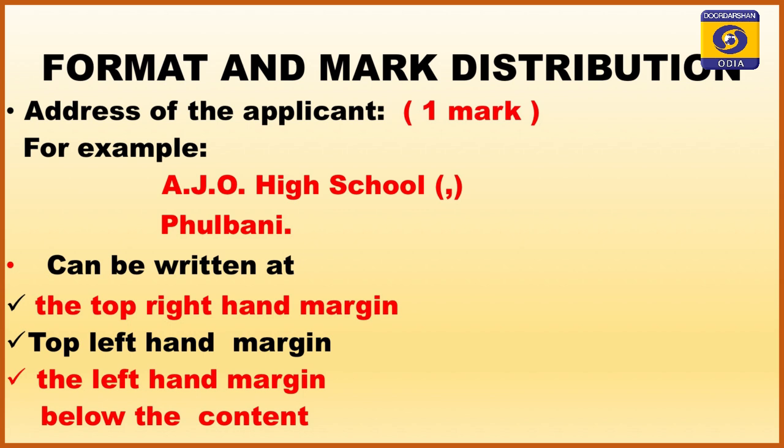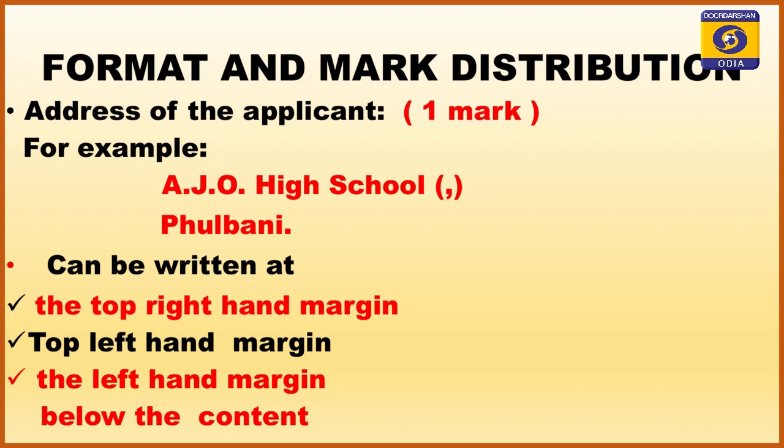The next item in our format is the address of the applicant, that is one of the most important parts, and it carries 1 mark. For example, we have taken AJO High School, Fulbani. We have put a comma, that is in the bracket. So, putting the comma or not putting the comma, that is your choice. If you put it or if you do not put it, that hardly matters.